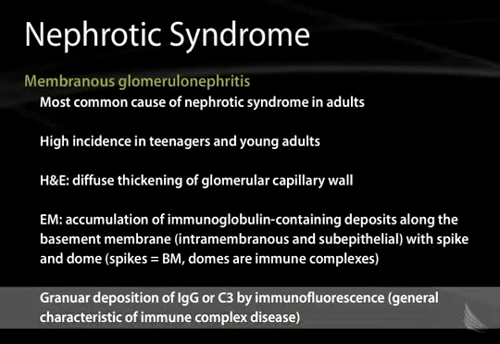If you do immunofluorescence, what you see is a granular deposition of both IgG, which is the immunoglobulin, and C3 complement proteins along the basement membrane. This is a general characteristic of all immune complex diseases, which we'll see several other types as we proceed through this lecture.